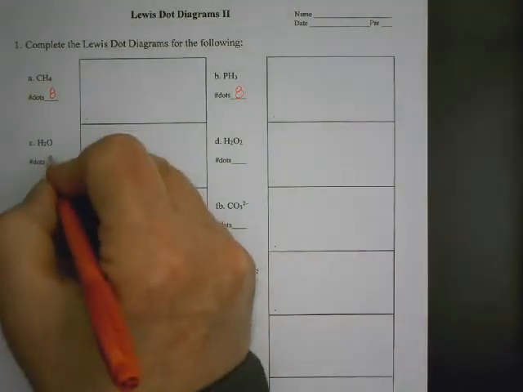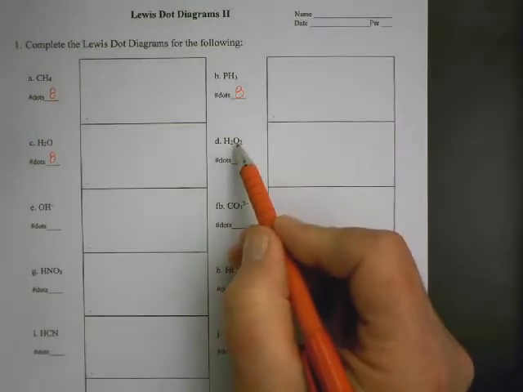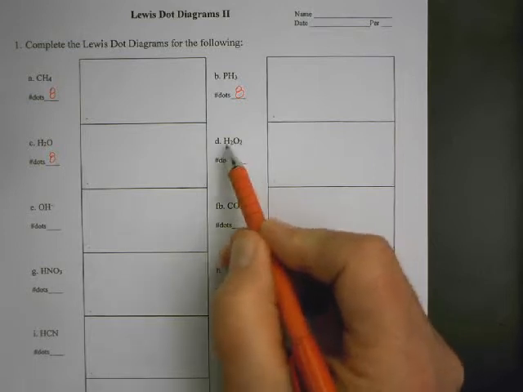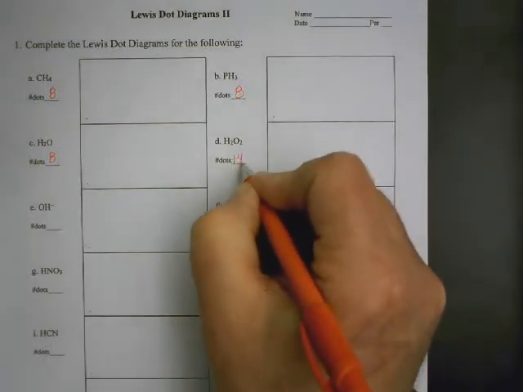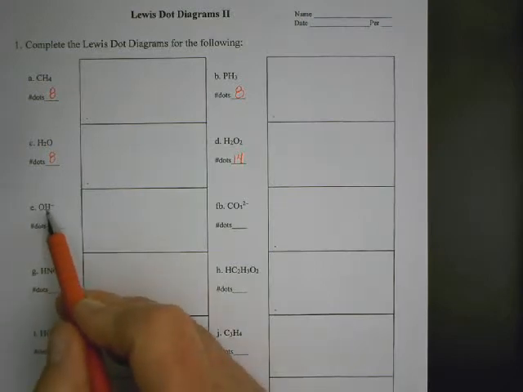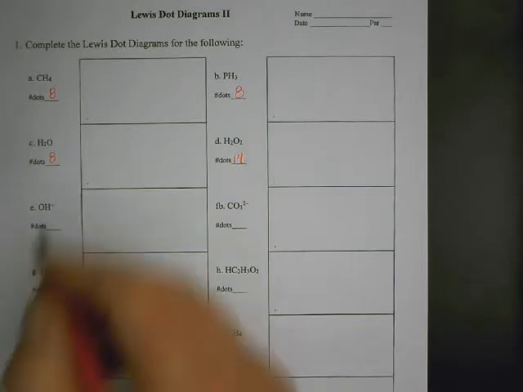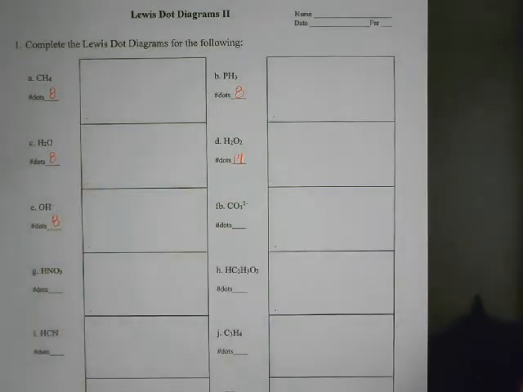Oxygen is 6, plus 2 more, 8. Here, 2 oxygens, so that 6 and 6 is 12, plus 2 more, 14. Here we have an O and an H, 6, 1. The negative charge means add 1 extra. So again, 8.